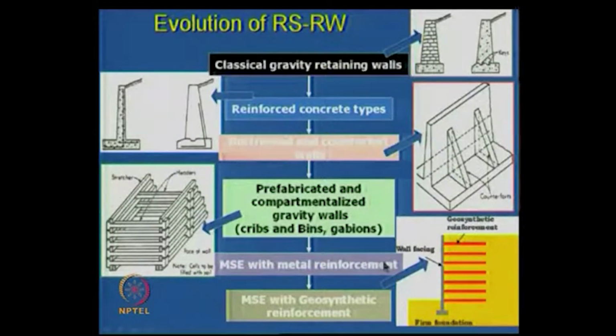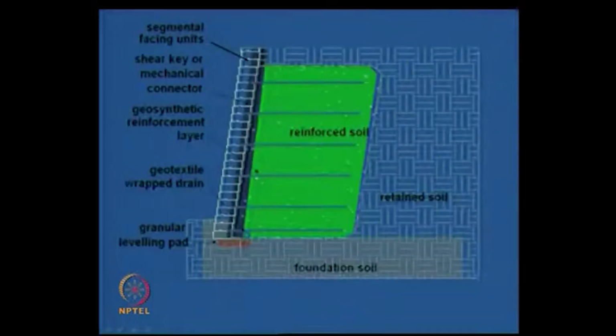And the final one, which we will be talking about today, is the reinforced earth walls, in which you have a facing element, a geosynthetic reinforcement, and a backfill. There are two types here. One is mechanically stabilized earth walls, we call it MSE, with metal reinforcement. One can have metal reinforcement, or otherwise geogrid reinforcement or geosynthetic reinforcement. So these are the categories, and this is the way it looks, that you have a reinforced soil.